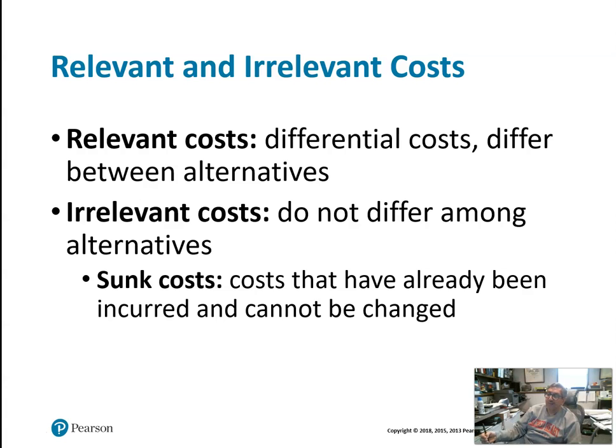So when a company distinguishes between costs that are going to be different under the different options that they're looking at, and those costs that are not going to change no matter which option they choose, they call those distinctions relevant and irrelevant. So costs that are going to change based on the alternative that we're looking at, those are relevant costs.